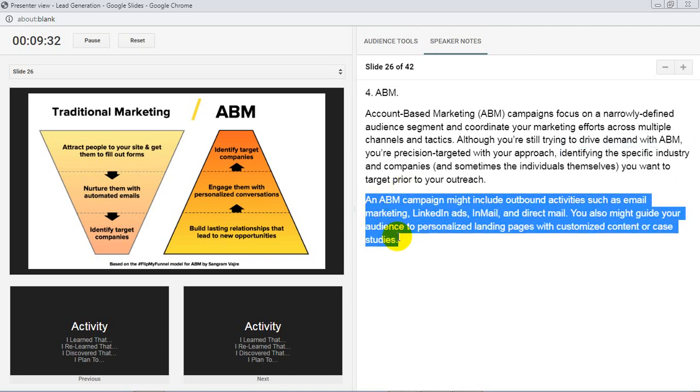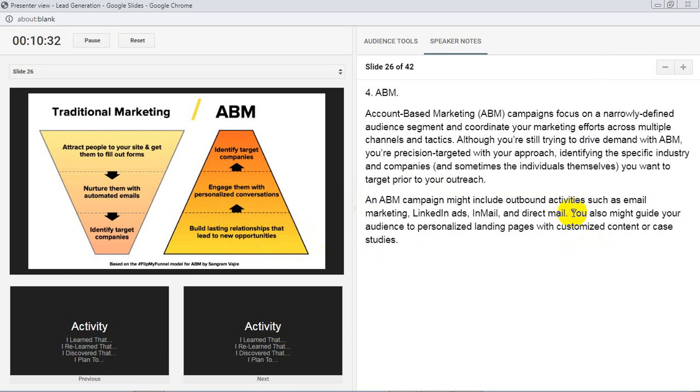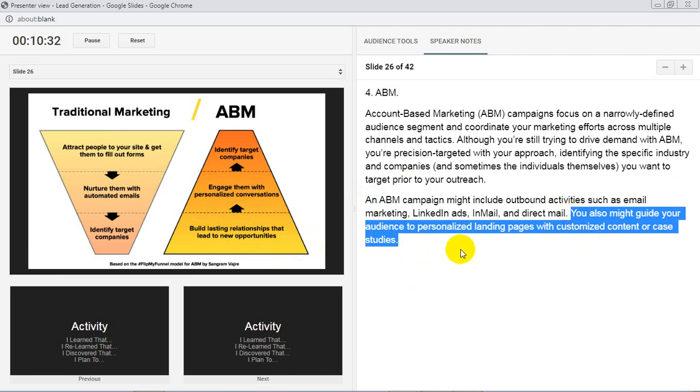An ABM campaign might include outbound activities such as email marketing, LinkedIn ads, InMail, and direct mail. You also might guide your audience to personalized landing pages with customized content or case studies.